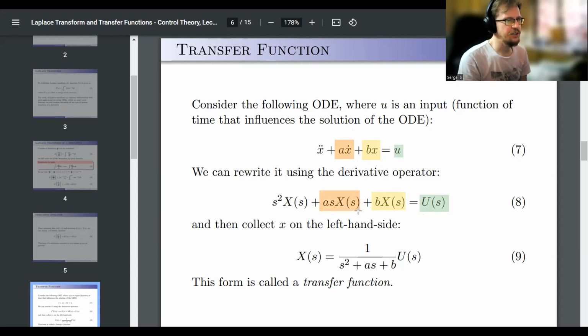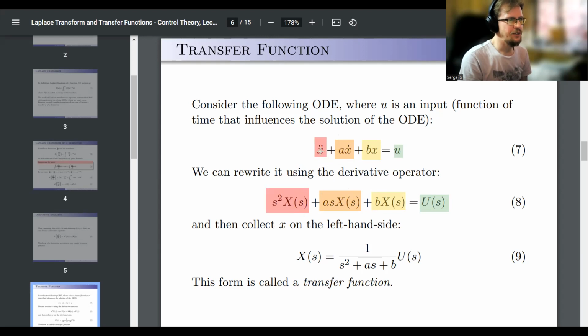A times x dot. Well, this becomes a times s times X of s, because of the derivative operator, right? A again gets out. X dot becomes s times X. We just derived it, but you can think of it this way. You have x dot, the dot becomes s, the x becomes X, uppercase.